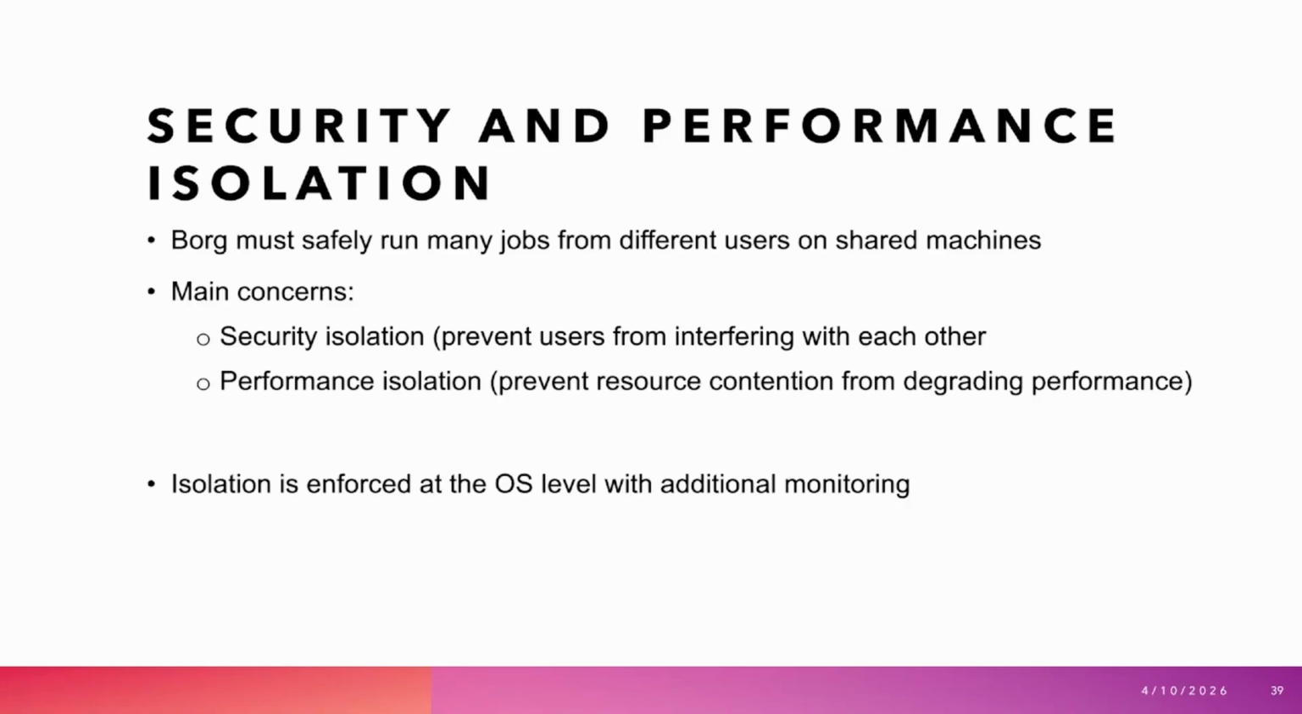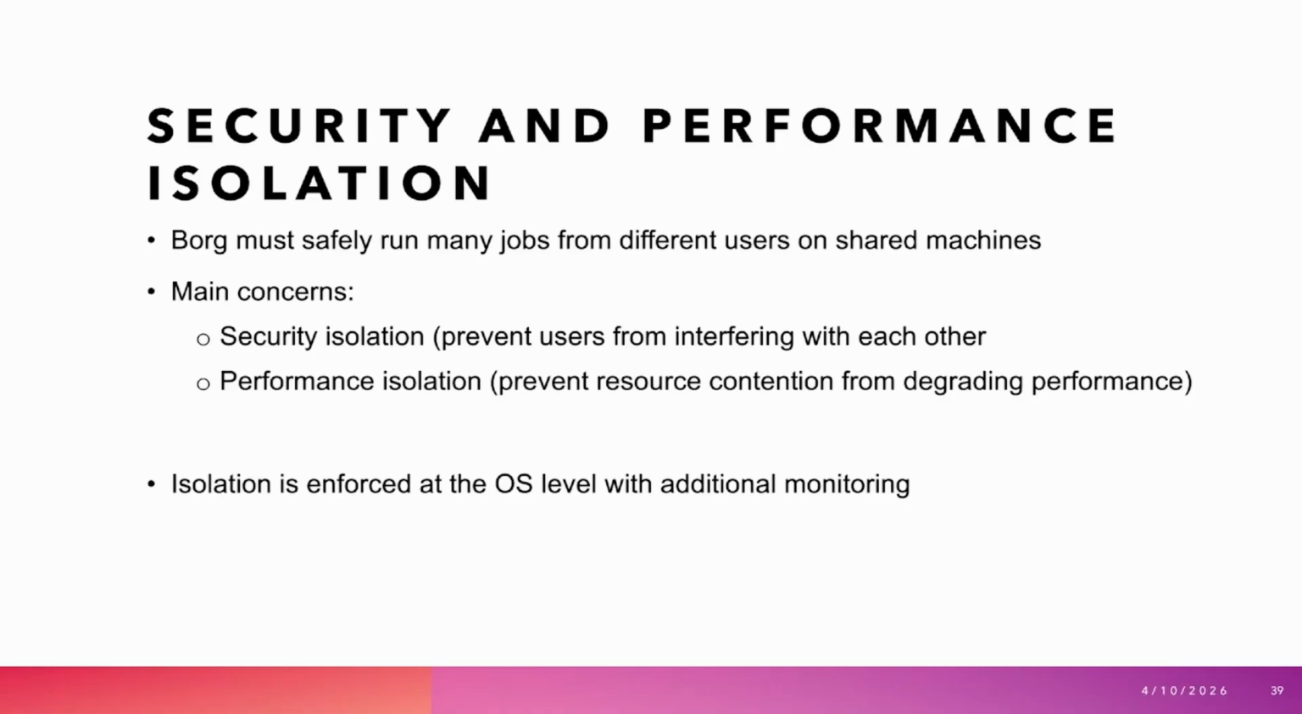So far, we've seen how Borg schedules jobs and manages resources across a cluster. But once you start running many different users' workloads on the same physical machines, a new set of problems starts to show up. At a high level, the issue is that these workloads aren't isolated from each other by default. They're sharing the same CPU, memory, disk, and network resources. So, without some kind of control, one job could interfere with another.